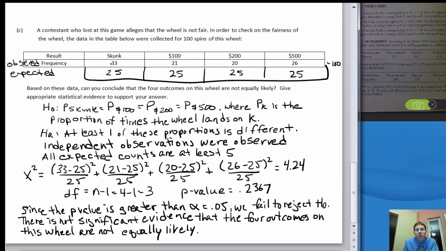Now, if some of these values were a little bit higher, maybe if we had skunk that was around 40, maybe this p-value would get a bit smaller. But based on our data here, based on the math, there's not enough evidence to say that this wheel is really truly rigged.